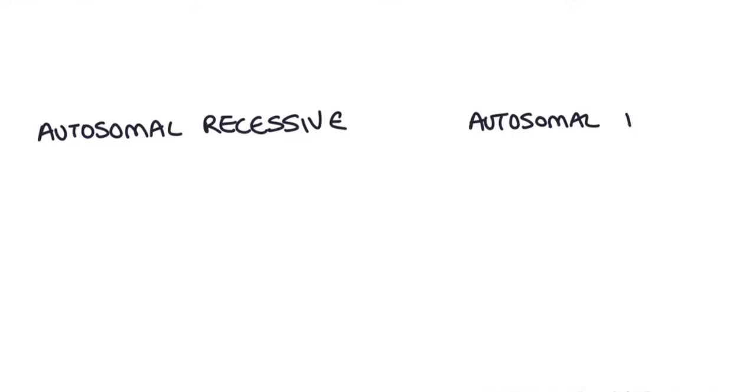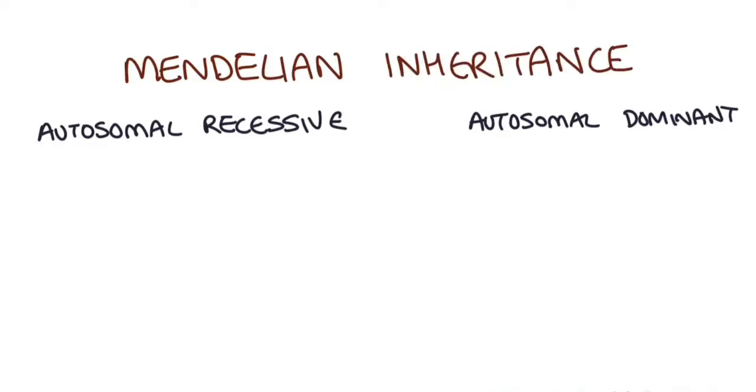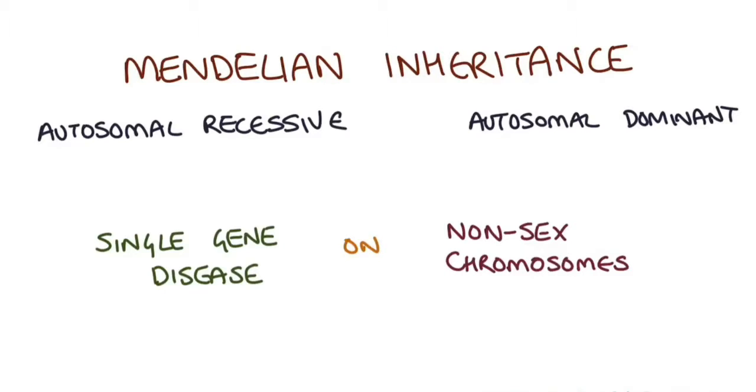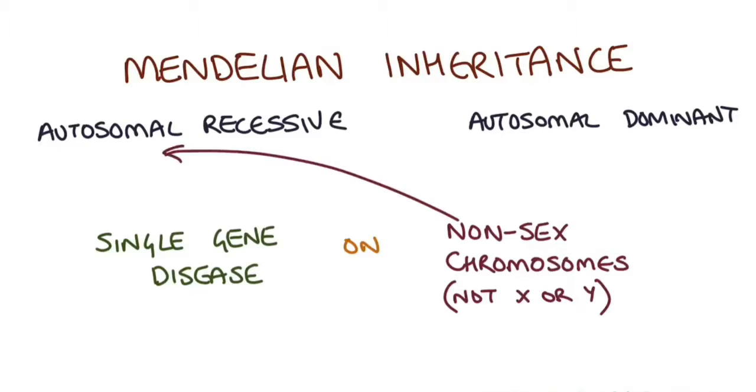The inheritance of autosomal recessive and autosomal dominant conditions. So some genetic conditions exhibit a simple inheritance pattern called Mendelian inheritance. This inheritance only occurs where the disease is caused by a single abnormal gene on one of the non-sex chromosomes. So this is the chromosomes that are not the X or Y chromosome. So these chromosomes are called the autosomes.